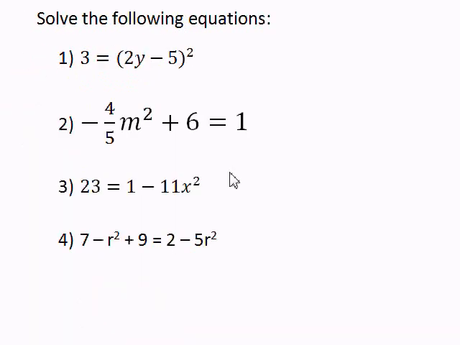I got 4 problems for you to try on your own to check your own understanding. Please pause the video, work through the examples, and press play when you're ready to see the answers.